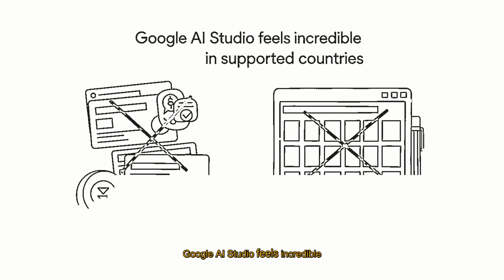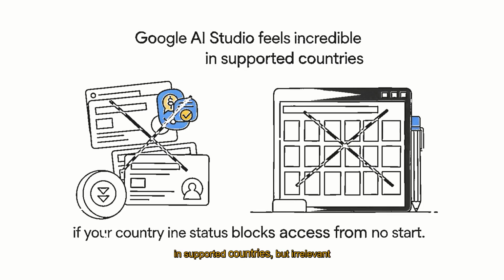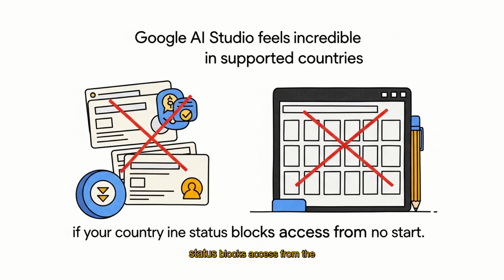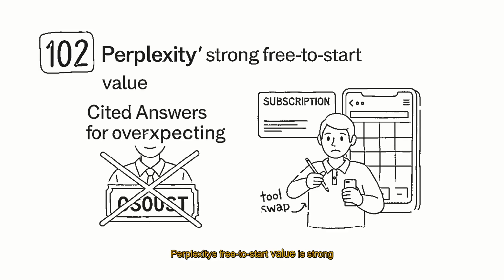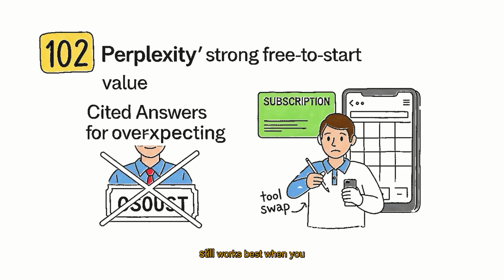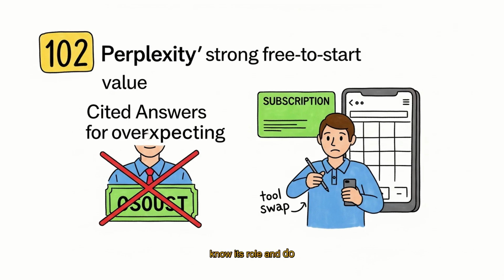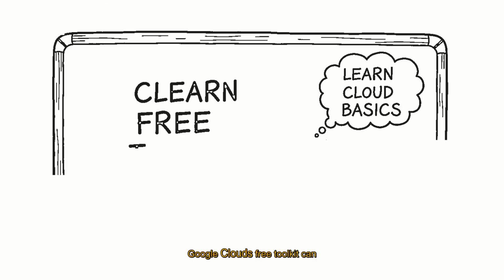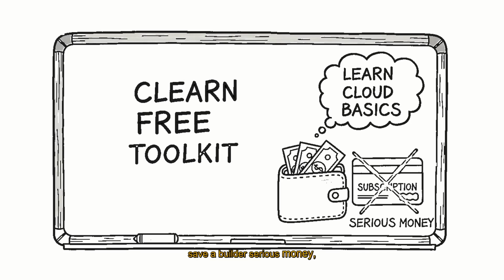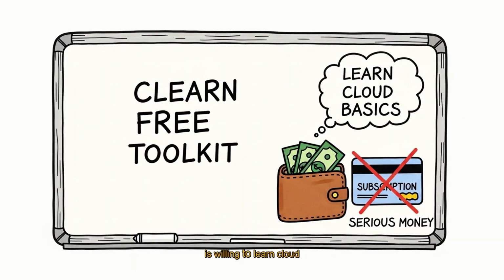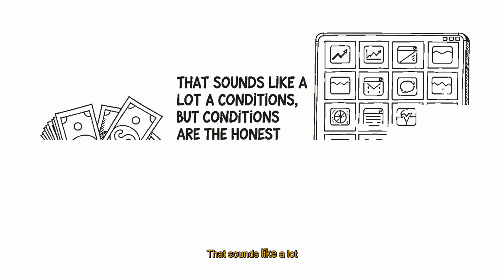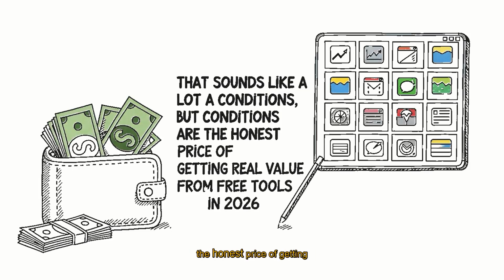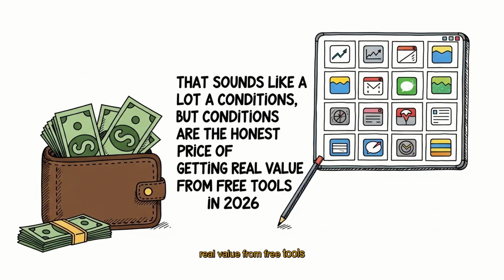Google AI Studio feels incredible in supported countries, but irrelevant if your country or age status blocks access from the start. Perplexity's free-to-start value is strong for cited answers, but it still works best when you know its role and do not over-expect. Google Cloud's free toolkit can save a builder serious money, but only if that builder is willing to learn cloud basics. That sounds like a lot of conditions, but conditions are the honest price of getting real value from free tools in 2026.